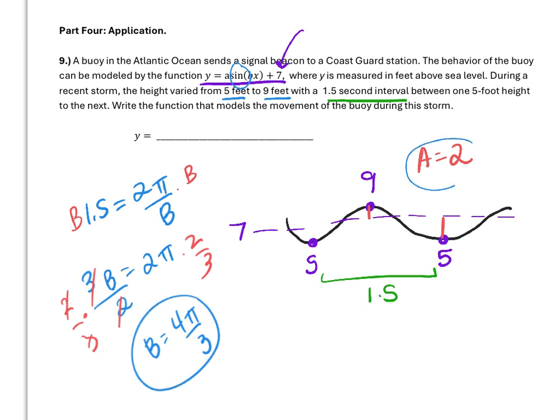So I've got A, I've got B, and it says there is no phase shift. We can see that in our original, and then we already have our D value. So I'm just going to plug everything in. Y equals 2 sine 4 pi over 3 x plus 7.